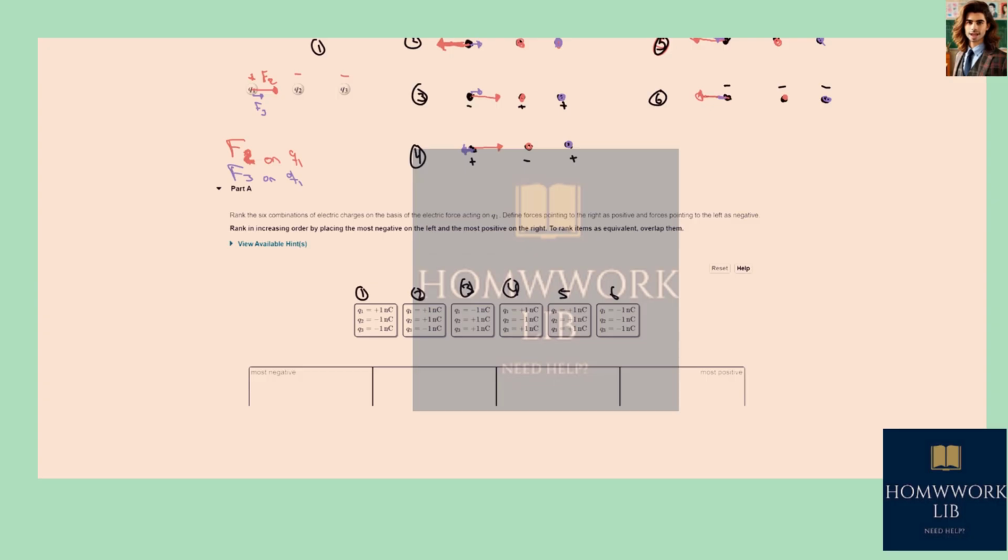So now we need to order them in increasing order by placing the most negative on the left and the most positive to the right. And in this case, the ones that are going to be pointing more towards the negative side are going to be combinations 5 and 6. Both of them are going to be overlapping. So you need to put them in the same position. Notice that despite the charges having changed, the magnitude of the forces is going to be the same. So 5 and 6 need to be overlapped.